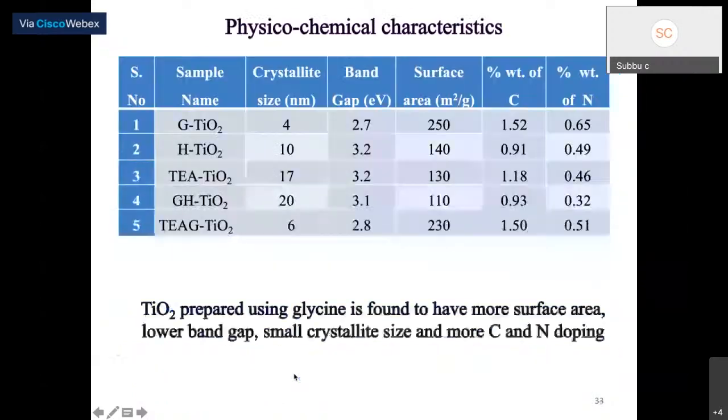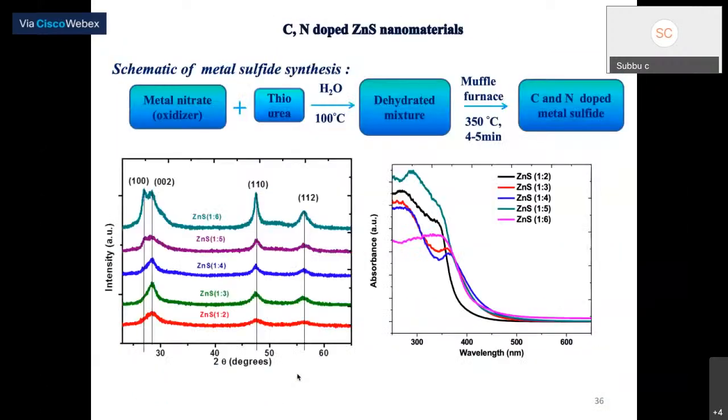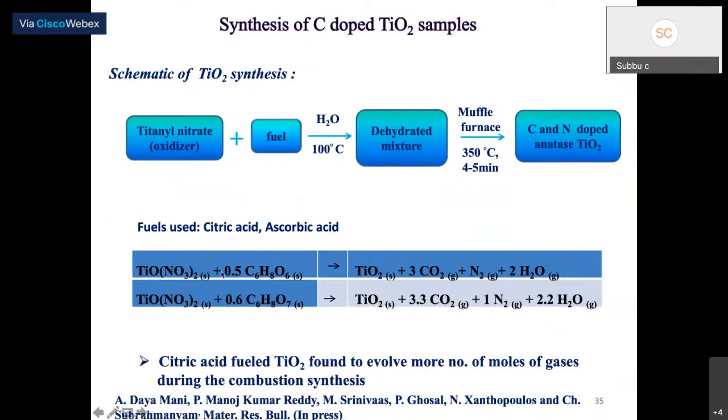Then you may ask a question: sir, do I need both carbon and nitrogen? Instead, I can take a fuel like ascorbic acid or citric acid, which has basically only a carbon source. That means you can get only carbon doping. In all these cases, it's the same story.